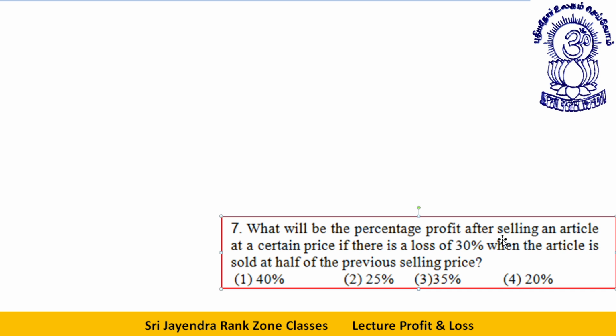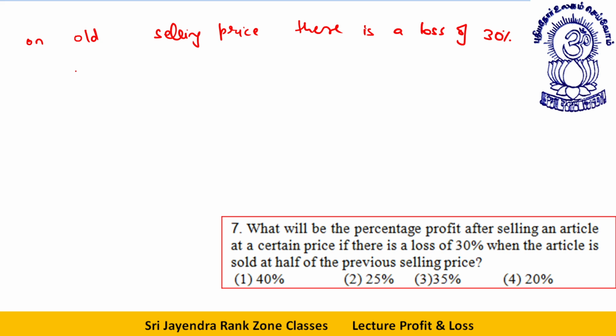What will be the percentage profit after selling an article at a certain price if there is a loss of 30% when the article is sold at half of the previous selling price? Let's start with the old selling price. On the old selling price, there is a loss of 30%.